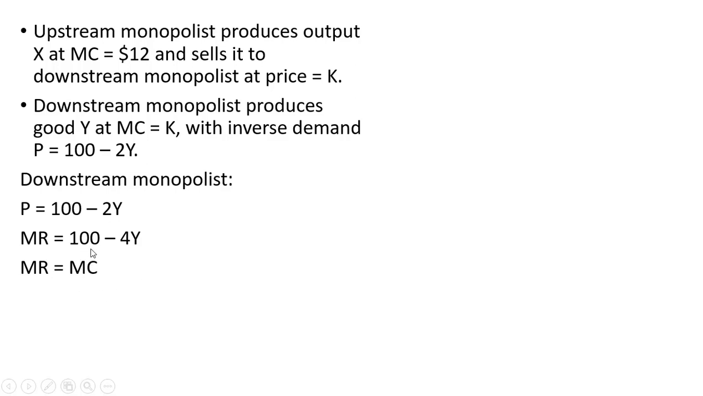We're going to set this marginal revenue equal to marginal cost for the downstream monopolist. The marginal cost for the downstream monopolist is the per unit price that the downstream monopolist pays for the input that comes from the upstream monopolist. So 100 minus 4Y equals K. Let's solve this for Y. Dividing everything through by 4 and isolating Y, we get the following result.